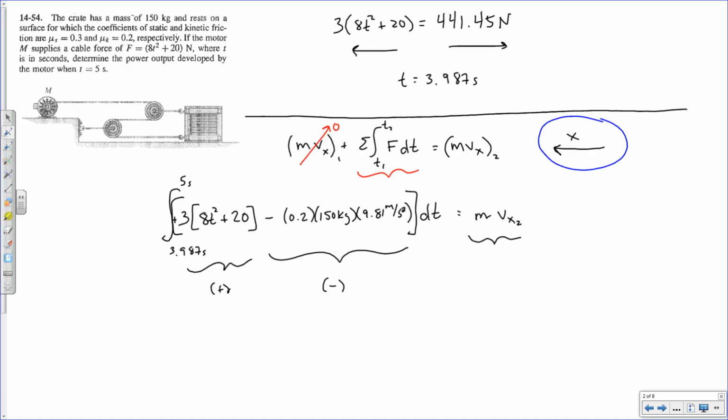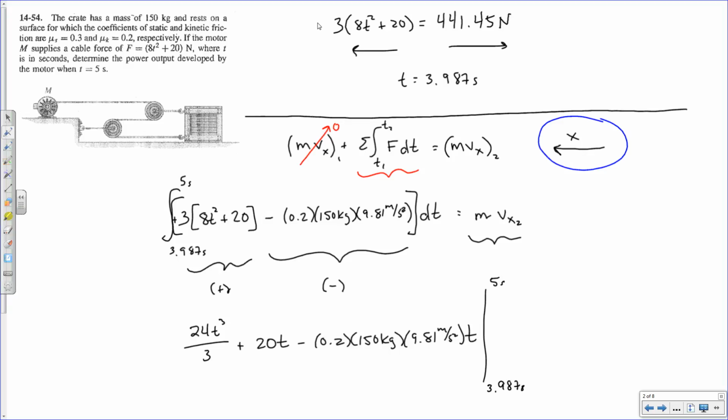So when we evaluate this integral, 24t cubed over 3 plus 20t minus 0.2, 150 kilograms times 9.81 meters per second squared times t. You evaluate this integral from 3.987 to 5, these are in seconds. This is going to be equal to the mass, 150 kilograms, times its final speed.